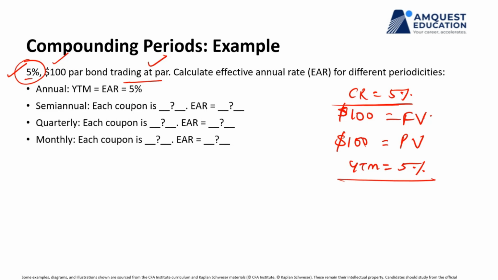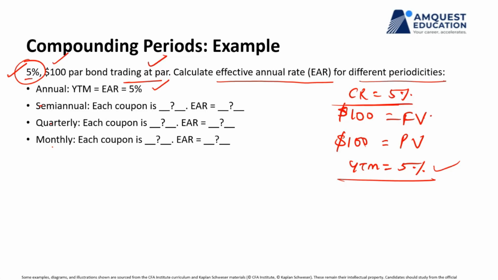And now, therefore, we say calculate the effective annual rate for different periodicity, EARs for different periodicity. For annual, obviously the effective annual rate is 5%, right? You are working with 5%. But for semi-annual, quarterly, and monthly, we have to look at effective annual rate mathematics to that extent. Perfect.